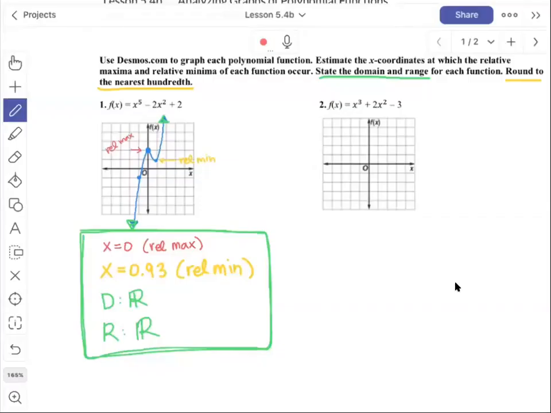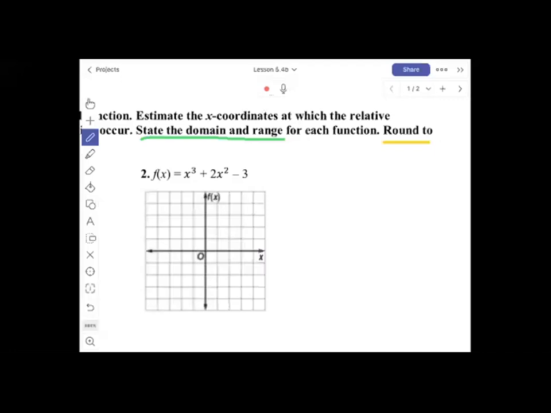If there are no questions, why don't you guys try number 2 on your own, and then I will call on volunteers and see what you get. All right, so go for it. Try number 2. Okay, let's see what you guys got.